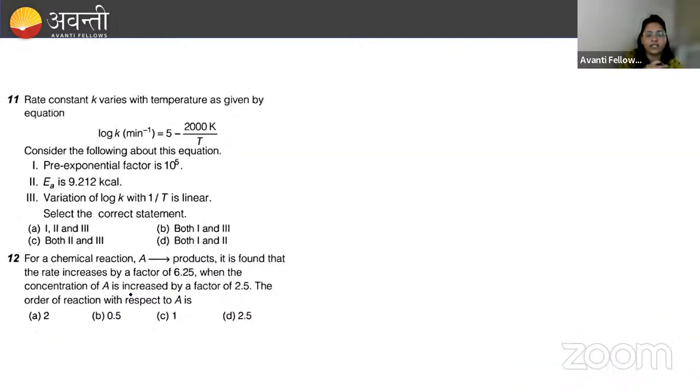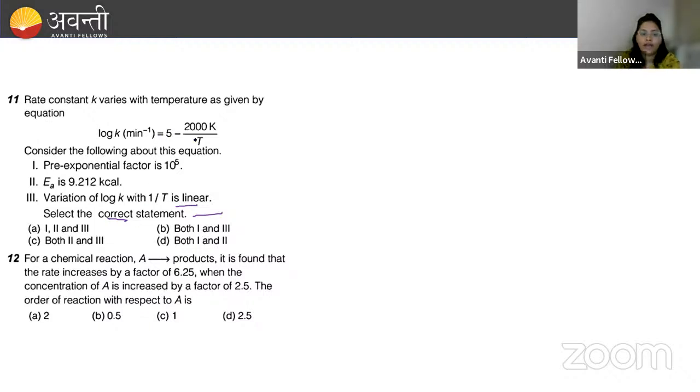The rate constant k varies with the temperature given by the equation. Here, consider the equation. Pre-exponential factor for this is 10 raised to 5, Ea is this much, and variation of log k with 1 by T is linear. Then select the correct statement. 1, 2, 3. Which of these are correct? 1, 2, 3, or 2 and 3, or 1 and 3, or 1 and 2?